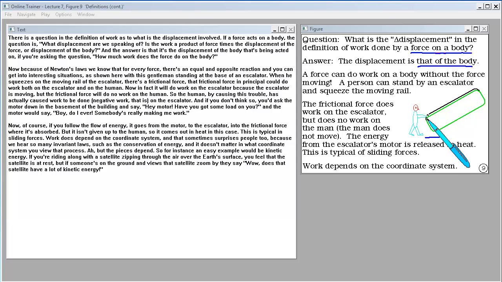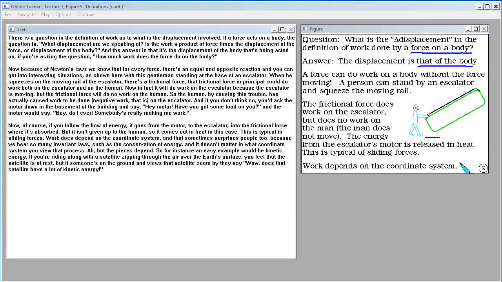So the human, by causing this trouble, has actually caused work to be done, negative work that is, on the escalator. And if you don't think so, you'd ask the motor down in the basement of the building and say, hey motor, have you got some load on you? And the motor would say, boy, do I ever. Somebody's really making me work. Now, of course, if you follow the flow of energy, it goes from the motor to the escalator into the frictional force where it's absorbed, but it isn't given up to the human, so it comes out in heat in this case. This is typical in sliding forces.